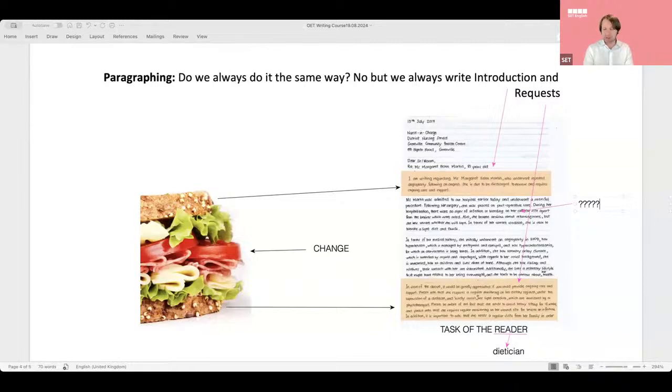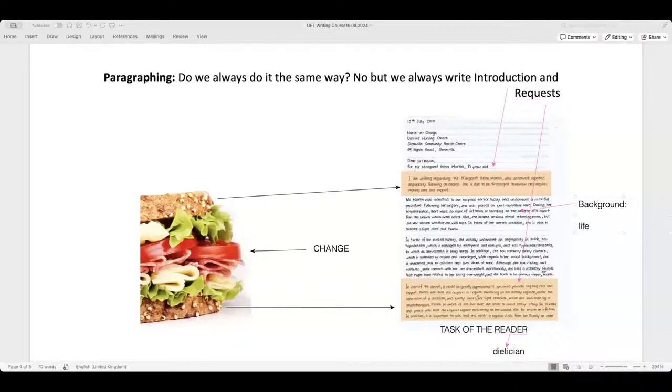Anyone? Rita? Background. I think background. Why do you say background? Because that's where the lifestyle is. Lifestyle, right? Okay. So I'm writing to a dietitian. Maybe inside my sandwich, I'm going to give the lifestyle first.